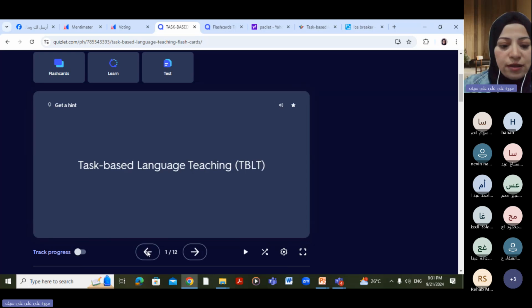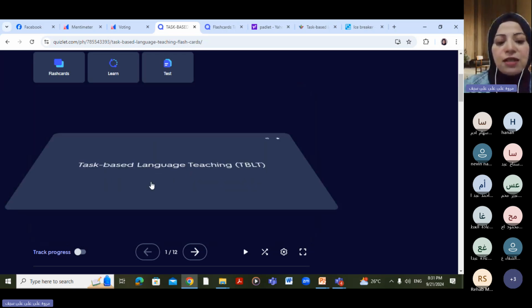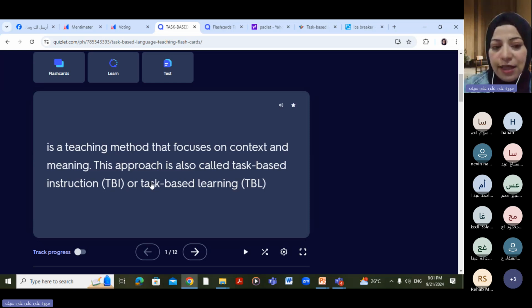Okay, no worries. So it's just that there are 12. The task-based language teaching, referred to as TBLT, is a teaching method that focuses on context and meaning. This approach is also called task-based instruction, referred to as TBI, or task-based learning, TBL. So this is the definition of task-based learning.